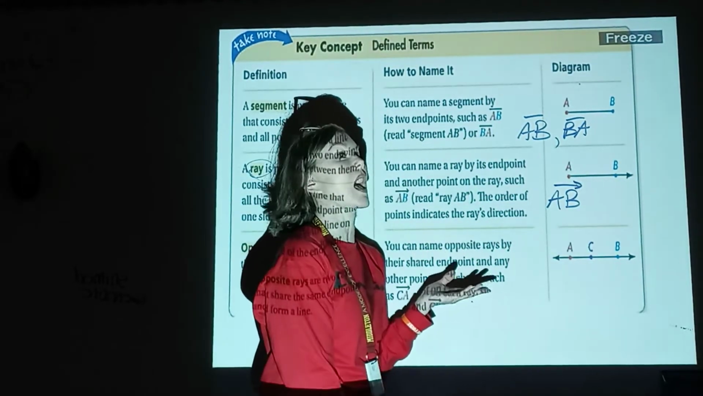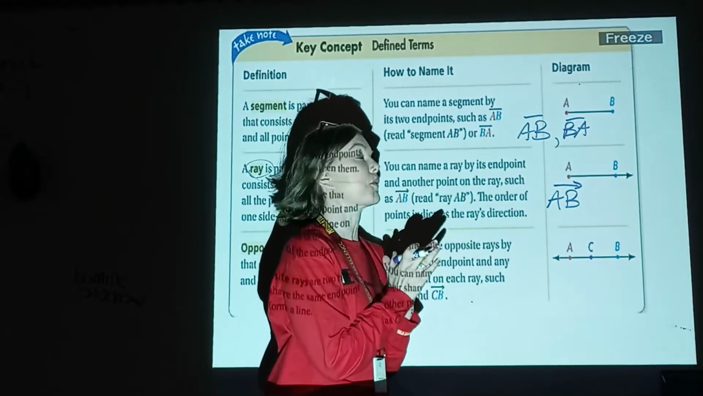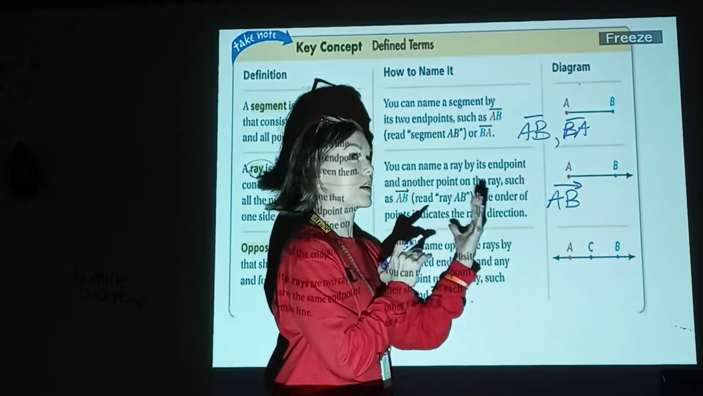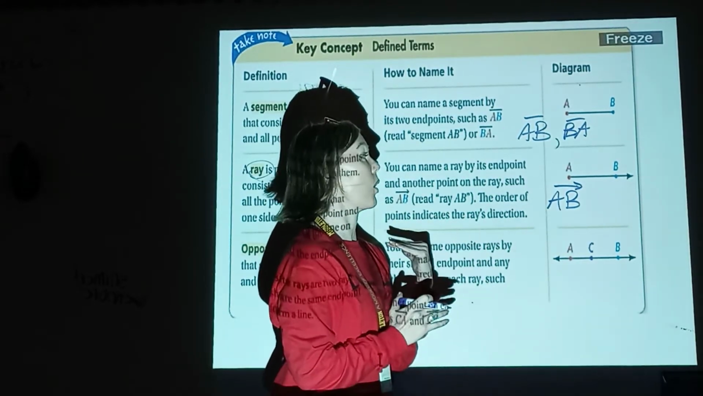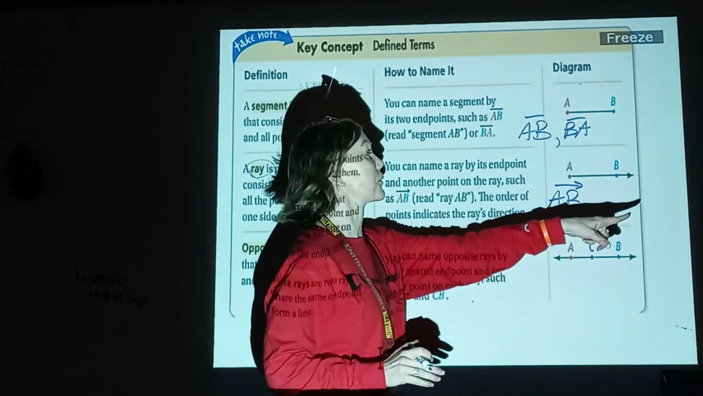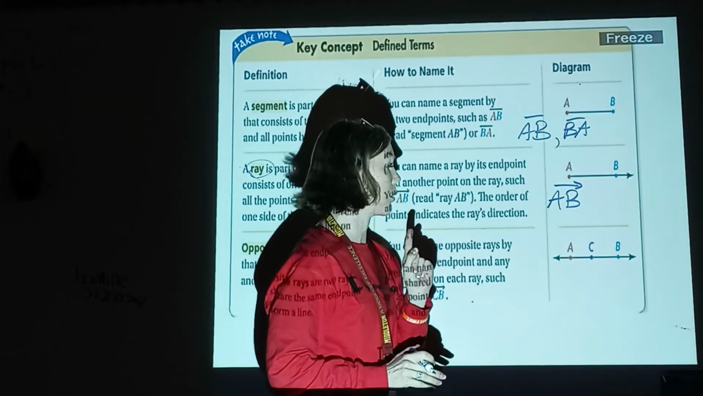Do you see how this is not solving and using the calculator? This is a lot of vocabulary today, and symbols and reading and writing, and drawing. So a ray begins at one point and goes on to forever in one direction only.